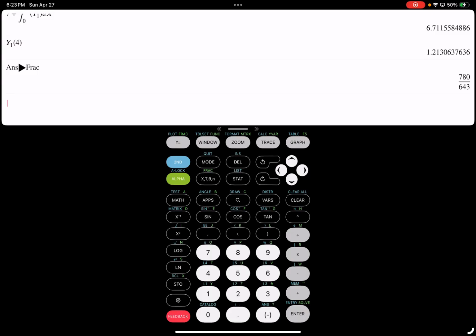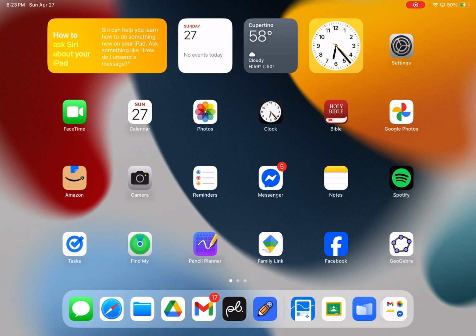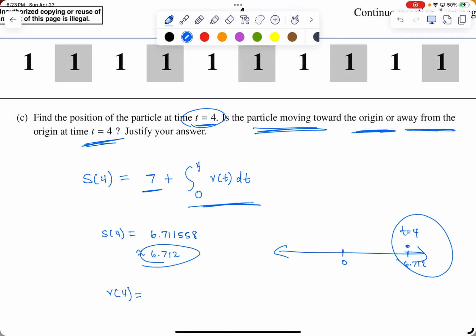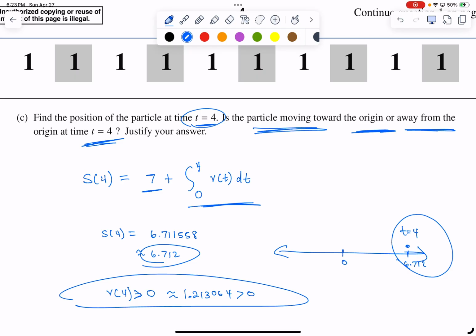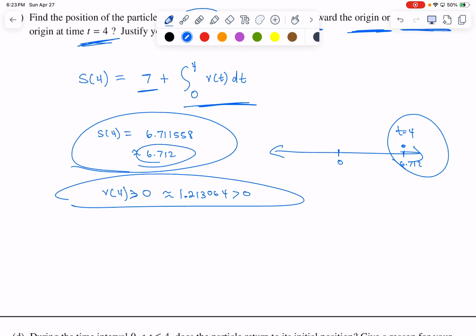Okay, so I got 1.213. Now, that's important. And it doesn't even really matter if you got the fraction. I don't even care what the number is. All I care about is that the number is positive. It's greater than 0, because it equaled 1.213064. And because velocity is positive and because we're starting on the right side of the origin, we have to be moving what?